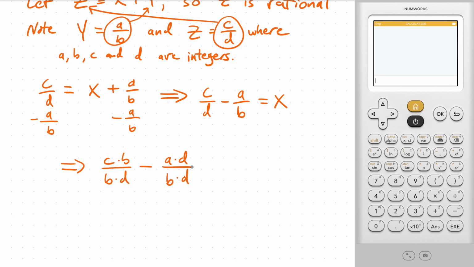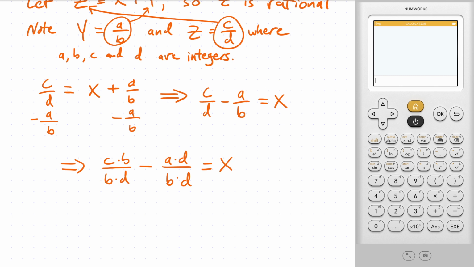Okay, so why is this true? Well, I've just multiplied the top and bottom of this one by d, top and bottom of this one by b, so I haven't changed anything, but what I have done is got myself a common denominator on the left side of this equation. On the right side, we still have x.